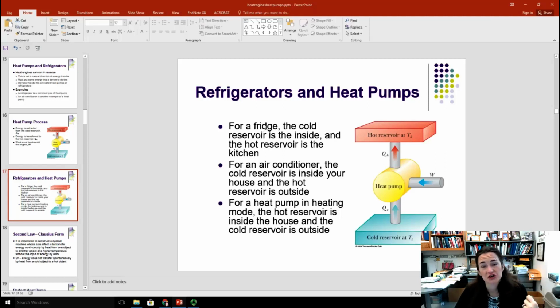So for an air conditioner, the cold reservoir would be inside your house and the hot reservoir would be outside because you're trying to make the inside of your house cooler. And if you want to run a heat pump to heat your home, then the hot reservoir would be inside the house and the cold reservoir would be outside.